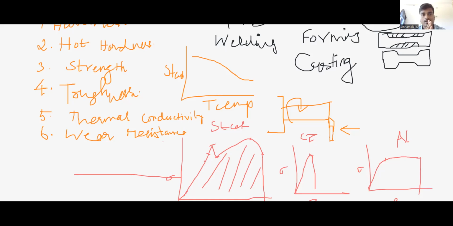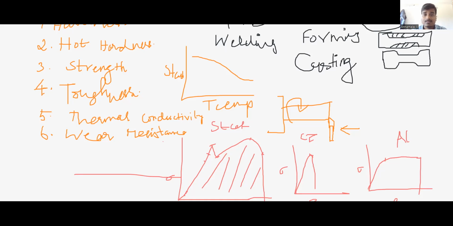Now the material interaction will take place, and material A has high hardness and material B has low hardness. If I rub them against each other, the low hardness material will lose its material, and the high hardness material will take up material from the low hardness material. Here the two materials act as the tool and the workpiece. So wear resistance is a very important property of a tool material, because you may ask, sir, the tool already has high hardness, but how does the tool wear?